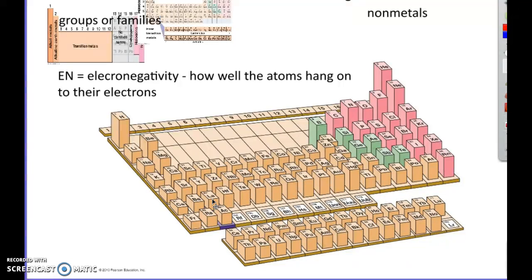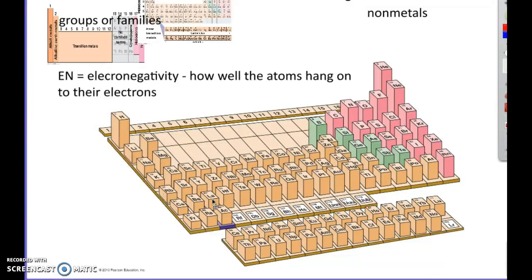As you go across the period, they get to where they hang on to them more and more and more, and finally get to the non-metals and the inert gases here on the end we'll talk about in a minute, and they really hang on to their electrons. And so that's electronegativity, and this will be important when we talk about when they react with each other.